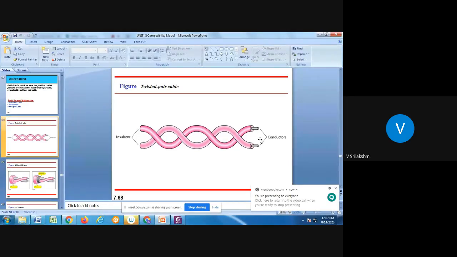Why? Because all of us know copper is a good conductor for what? Electricity. So whenever you are sending data using the cable, automatically the data will be converted. In the physical layer, what is the data format we have? In the physical layer, what is the data format?